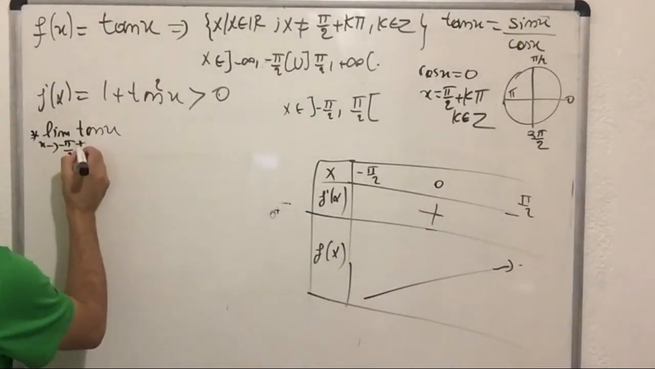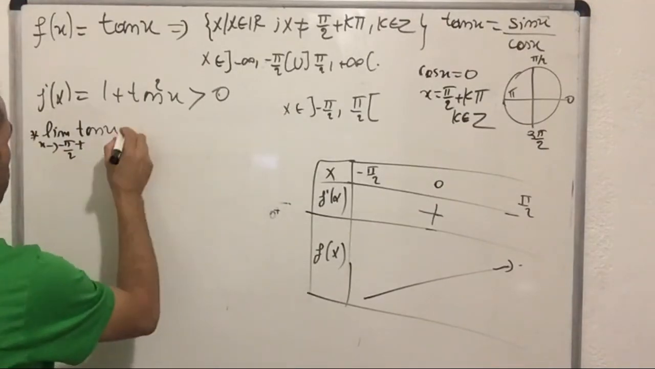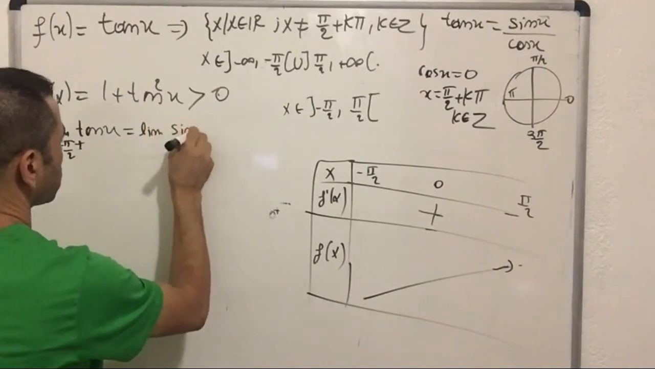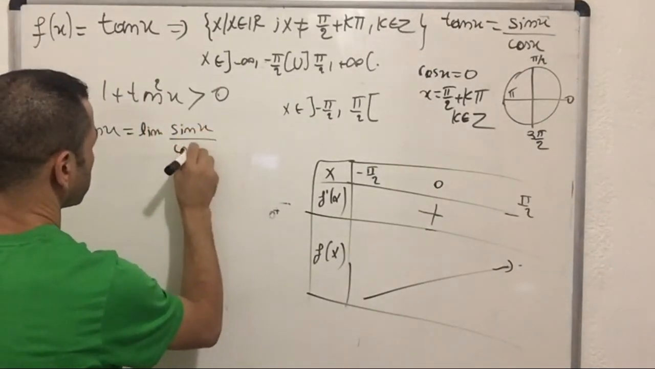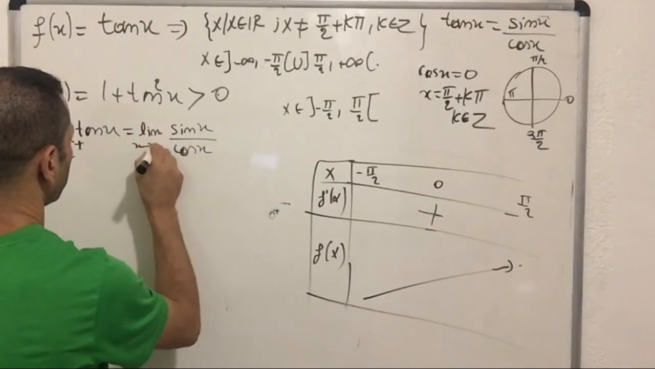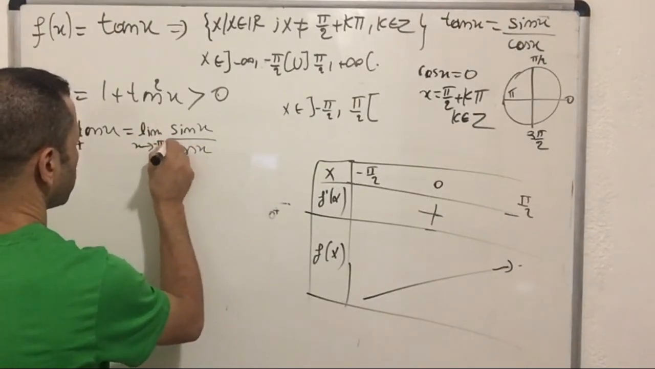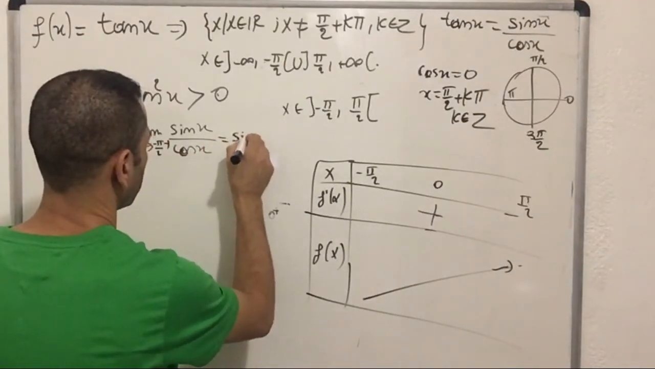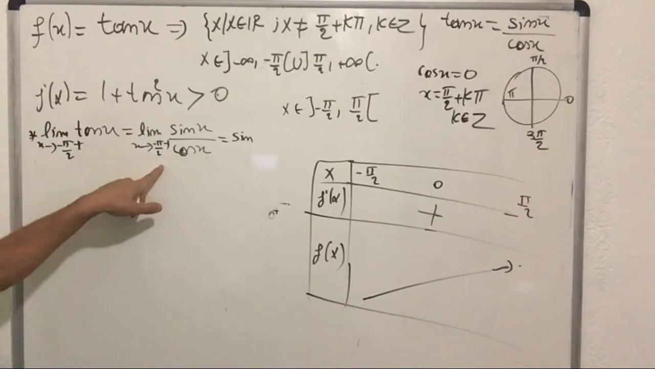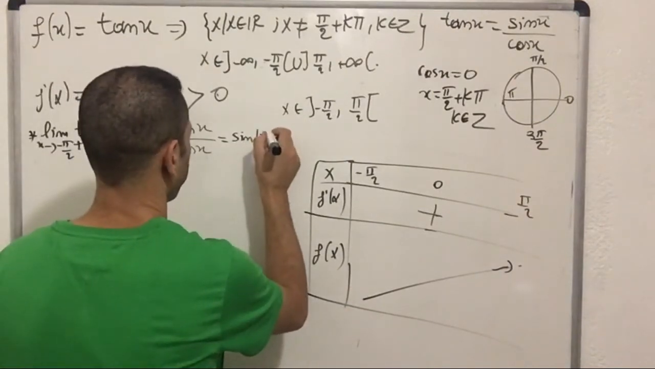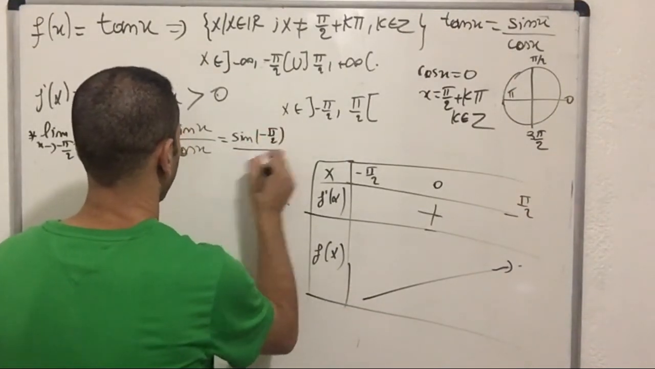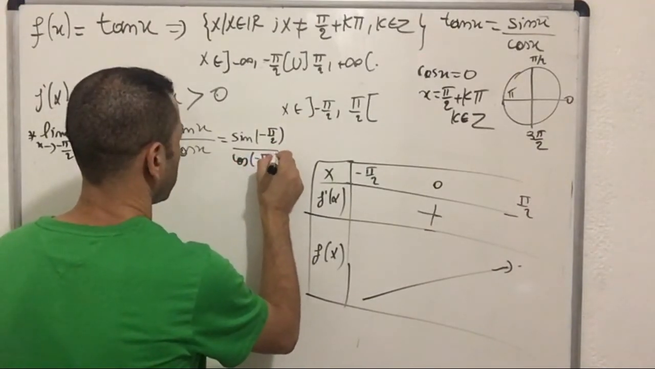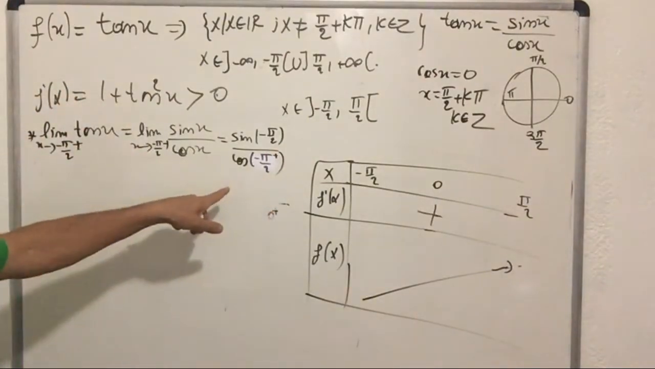Calculate the limit of tangent x at the point minus pi over 2 from the right hand side of this interval, okay? It will equal the limit of sine x over cosine x, x approaching minus pi over 2 from the right hand side. As you see here, I'm going to plug the minus pi over 2 into the sine. You will have sine of minus pi over 2 over cosine of minus pi over 2. Remember, always from the right hand side.